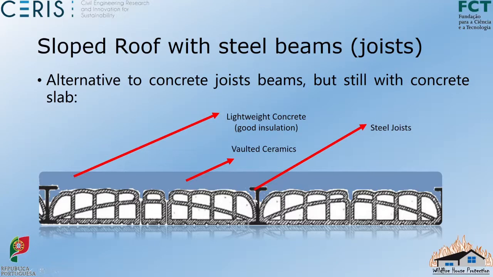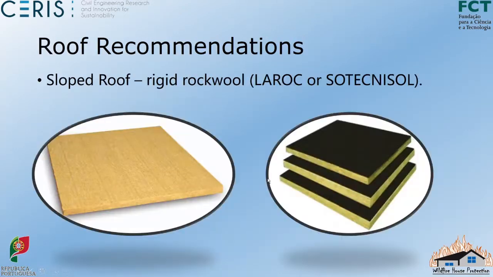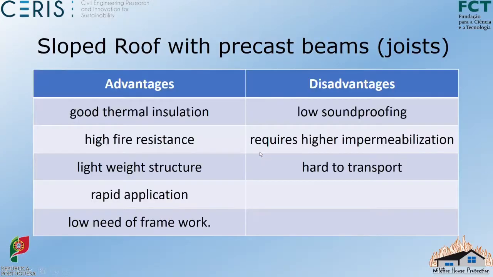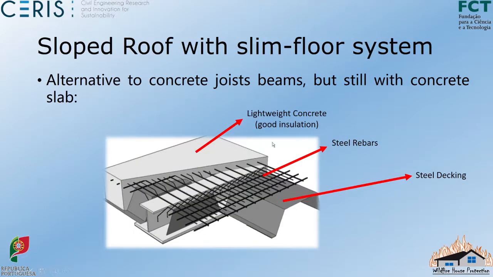If you still want the composite concrete-steel solution, also very popular in the United States, you can have something like a Slim Floor system. It's an alternative to concrete joist beams, perfectly normal, but you will need at least above 5 centimeters. Once again, with lightweight concrete, contrary to this one, which does not need lightweight concrete. These ones will need it, because you will need at least 5 to 10 centimeters of concrete here, so I recommend lightweight concrete. And also here for this Slim Floor system, I recommend lightweight concrete.